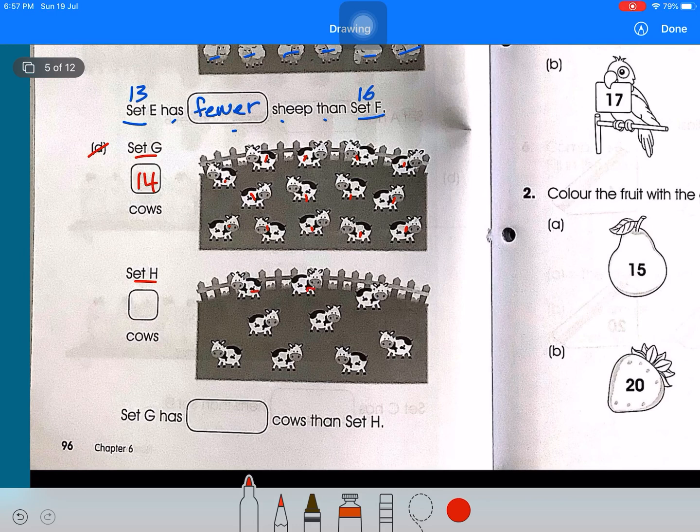Set H, 1, 2, 3, 4, 5, 6, 7, 8, 9. Set H got 9 cows. So set G has what cows than set H? Comparing set G to set H, set G got 14 and set H got 9. So that means set G has more cows than set H.